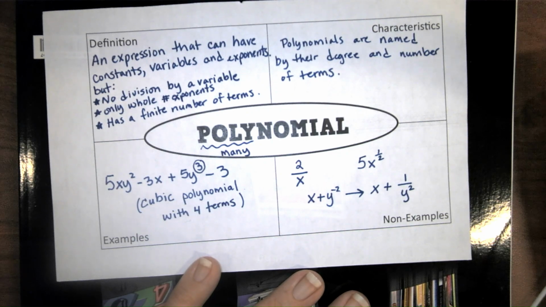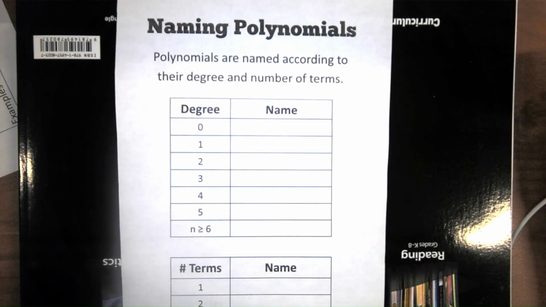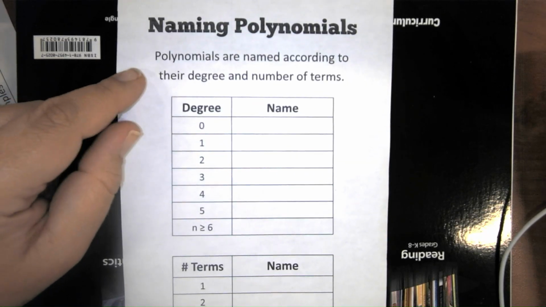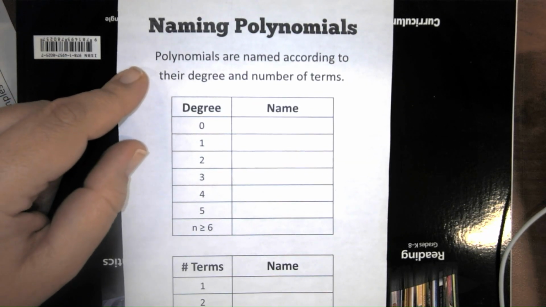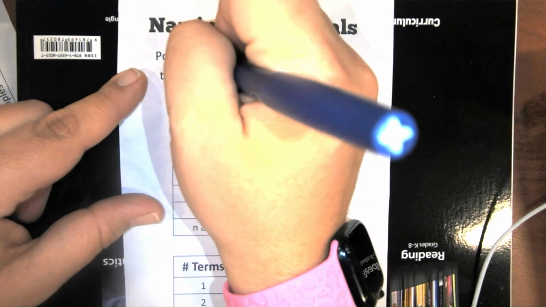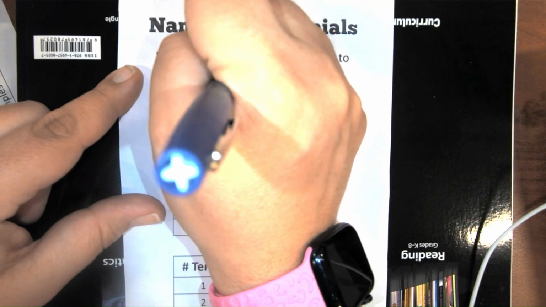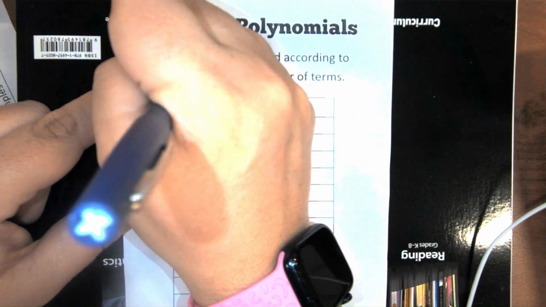Next thing we're going to do is go through the words specific to naming by degree and naming by number of terms. Okay, so make sure you have this paper, Naming Polynomials. Just a reminder, like we just said, polynomials are named according to their degree and number of terms. So what we mean by their degree, and we should make a note of that here so we don't forget, is the highest exponent.